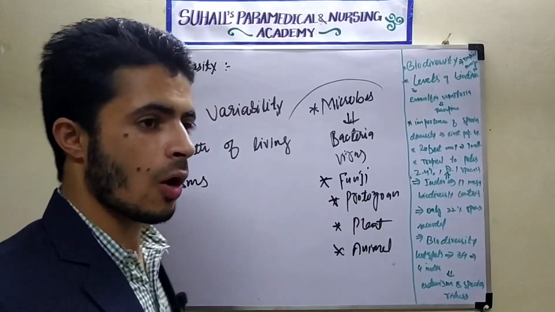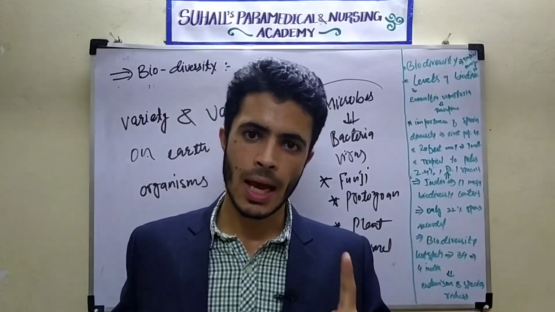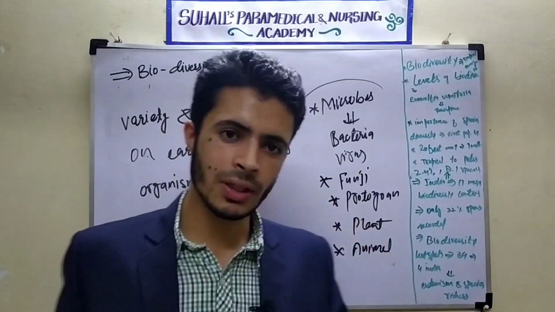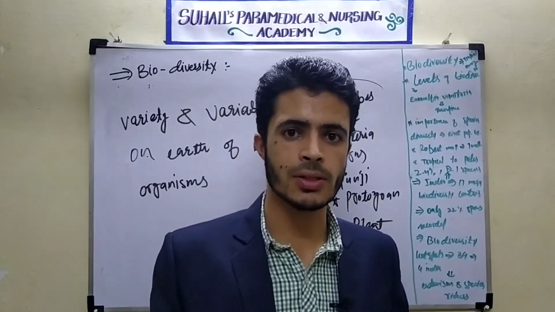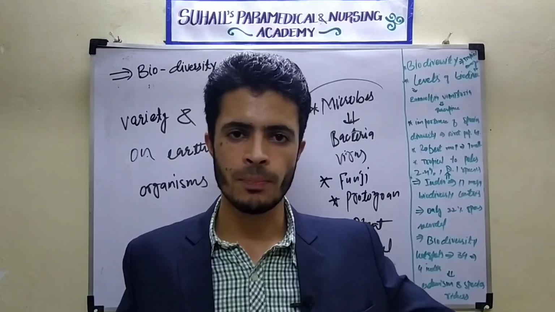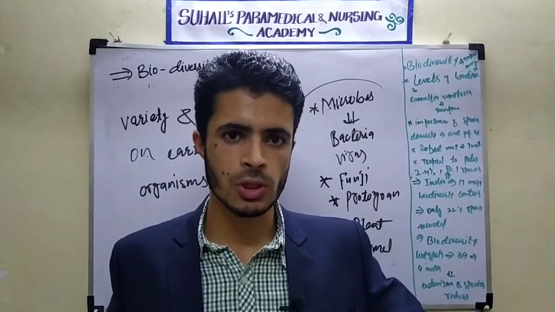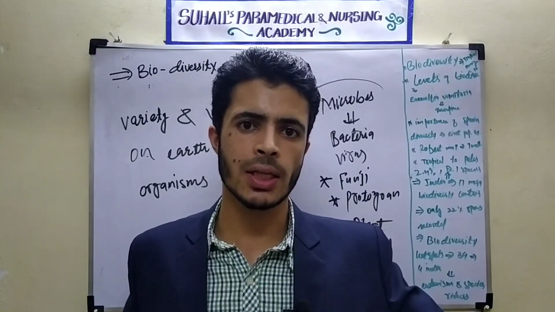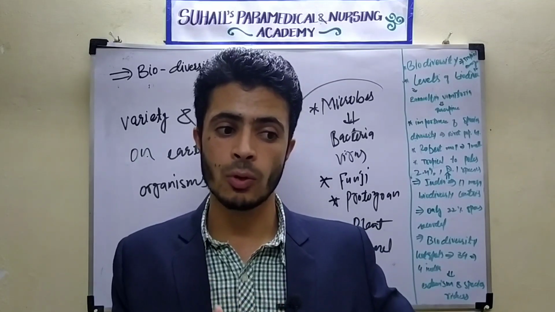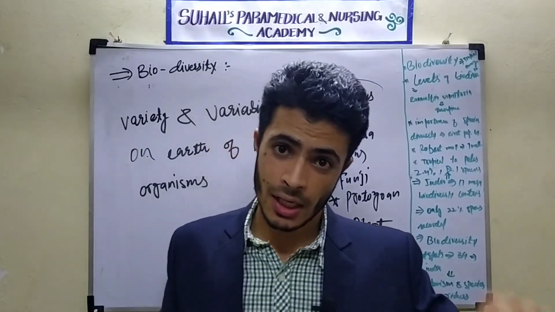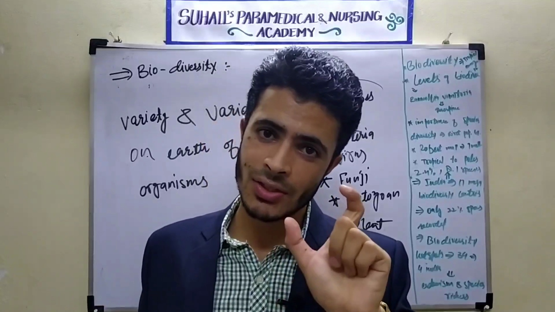Variety means there will be different types of living organisms, and variability means within the same living organism. Suppose we are humans, and humans are one species. If we see the human species, then there are other species, like chimpanzees. There will be differences between these two species, and inside the humans also, if we go for analysis, there is difference inside the humans also.